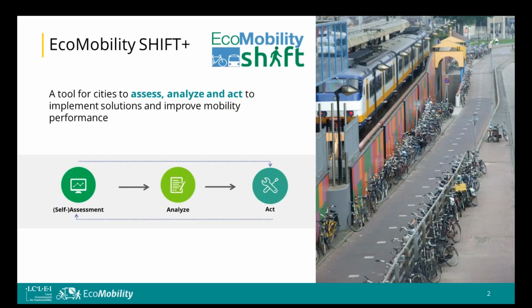So the ecomobility shift is a methodology to self-assess cities' mobility performance, analyze performance, and act to improve and establish a path of continuous improvement. Cities that have undertaken the ecomobility shift assessment have all found it useful, and they are eager to learn practical solutions to address climate change and air quality issues. That's why this webinar is being held.